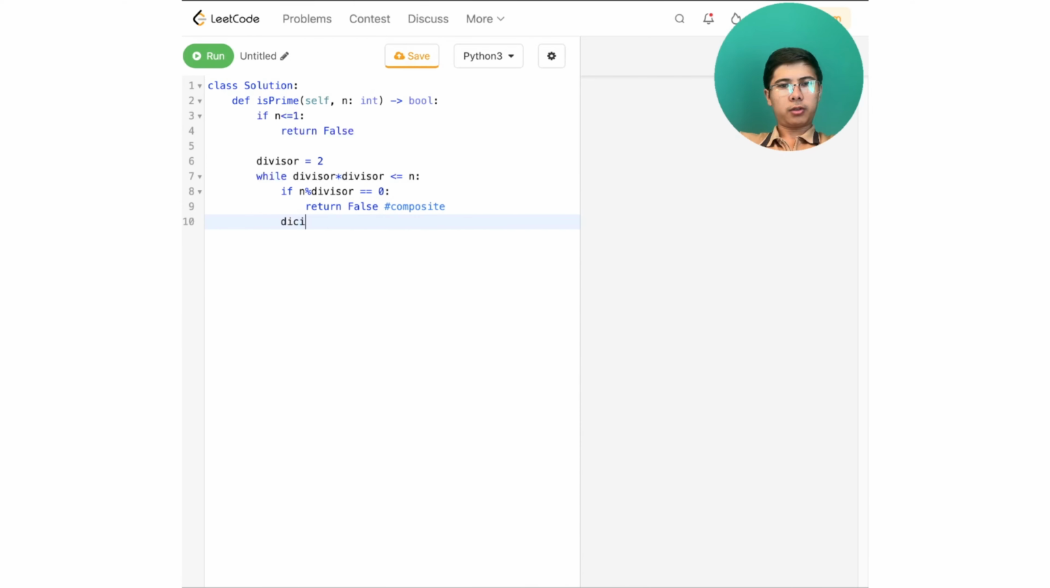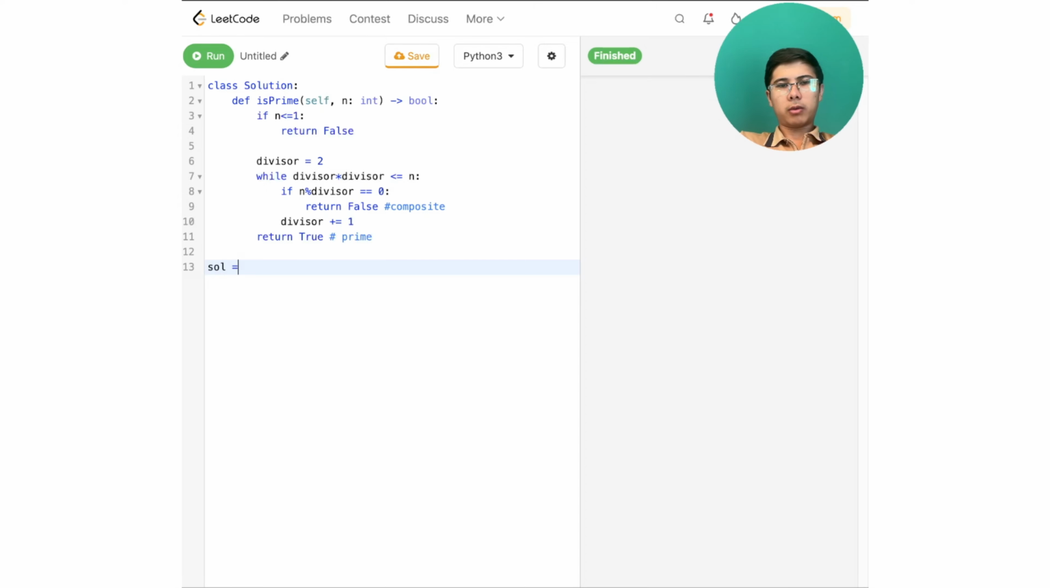Otherwise, for the divisor, we just calculate its steps, how many steps it performs. Divisor plus equals 1. And otherwise, we can just return true, which means the number is prime.